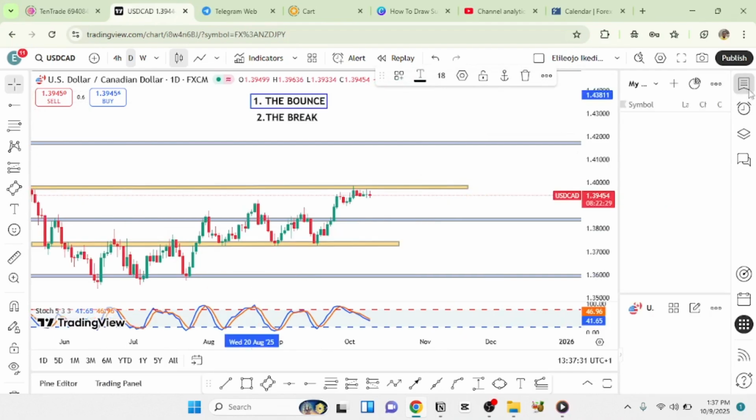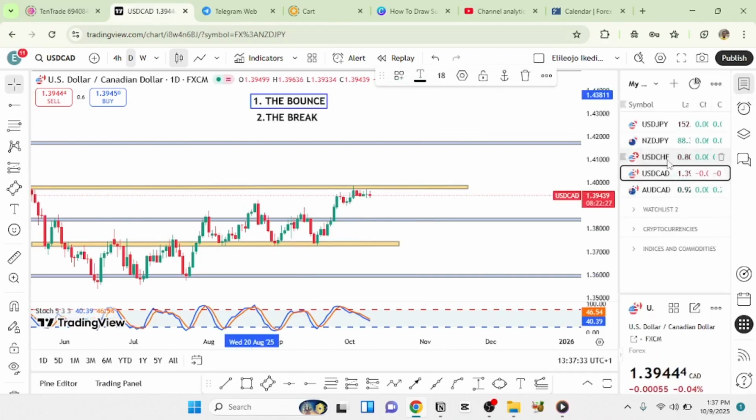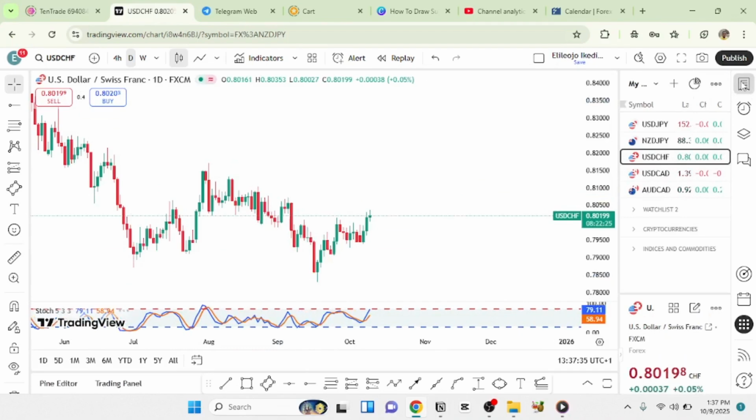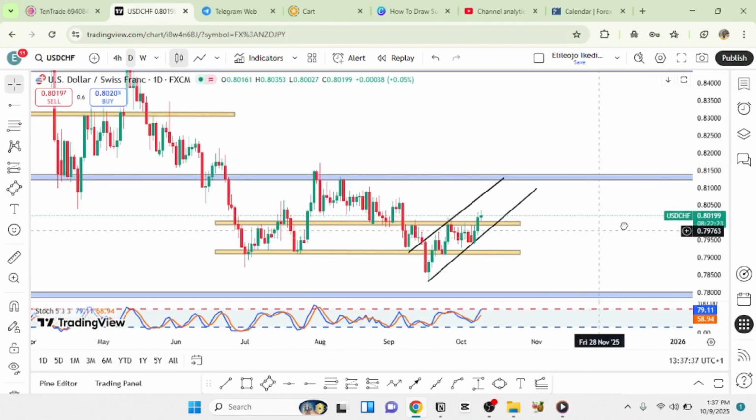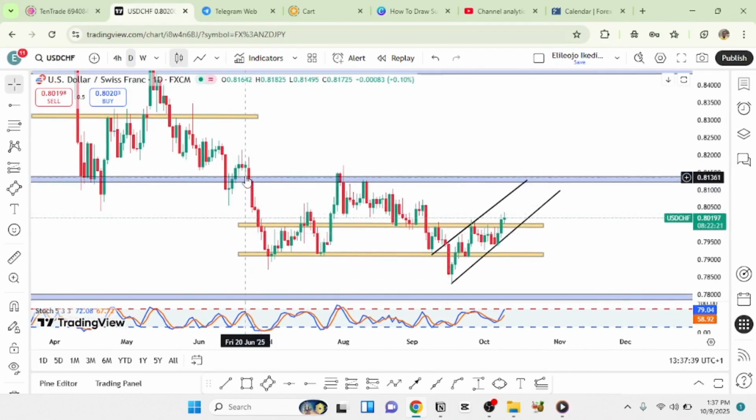Let me show you another pair. Let's take a look at USD CHF. I can give you more examples of the bounce. Now take a look at this. Look at this nice movement all the way down. Price got here and then bounced up off this yellow support zone.